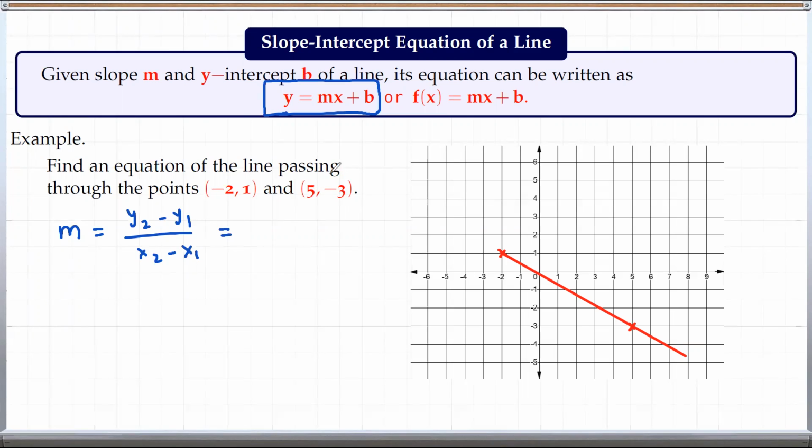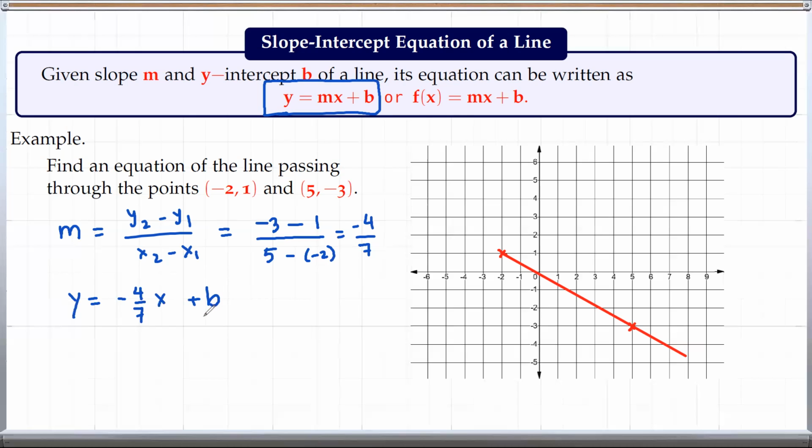So y2 here, we can take -3 to be y2 and 1 to be y1. So -3 minus 1. x2 can be 5 and x1 can be -2. So on the top, we get -4 divided by 5 plus 2, which is 7. So this is the slope. -4 by 7 is the slope. We still need to find b, but let's put down what we have so far. So y equals mx. m is -4 by 7 x plus b. Let's put b as it is for now.